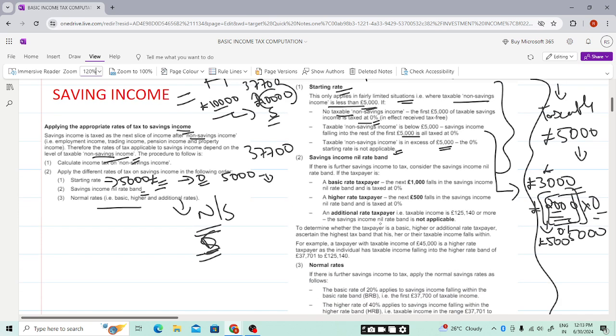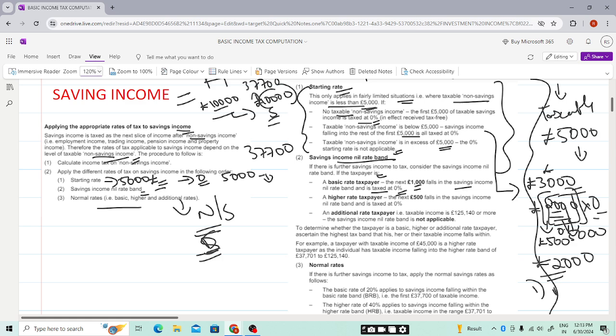If this does not apply, then we will be moving to the saving income nil rate band. If there is further saving income to tax, considering the saving income nil rate band, if the taxpayer is a basic rate taxpayer, the next 1,000 pounds falls in the saving income nil rate band and is taxed at 0%. Now in this case, the 2,000 is done. The first special rule is done.